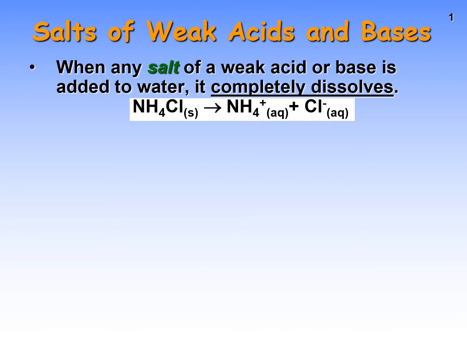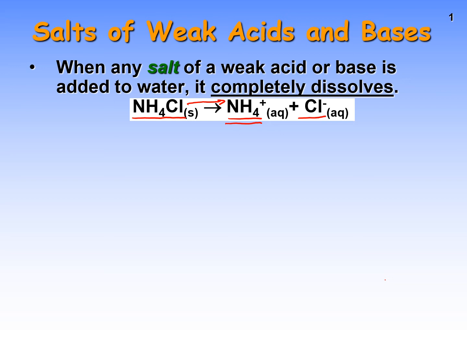When a salt of a weak acid or base is added to water, it's going to dissociate completely, assuming it's soluble. So for instance, NH4Cl is a soluble ionic compound. And when it dissolves, it breaks up into NH4+ and Cl-. Now, NH4+ is a weak acid. So this salt is going to give a solution with a pH that's acidic when we dissolve it in water.